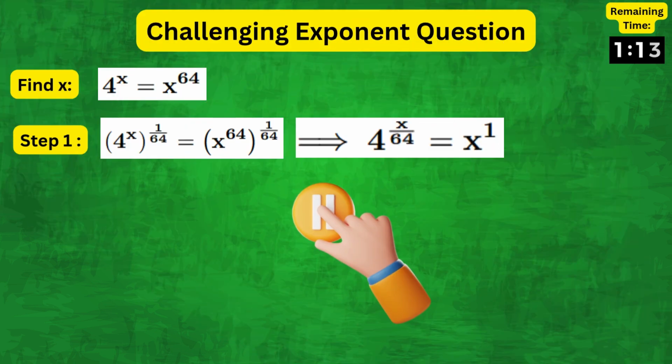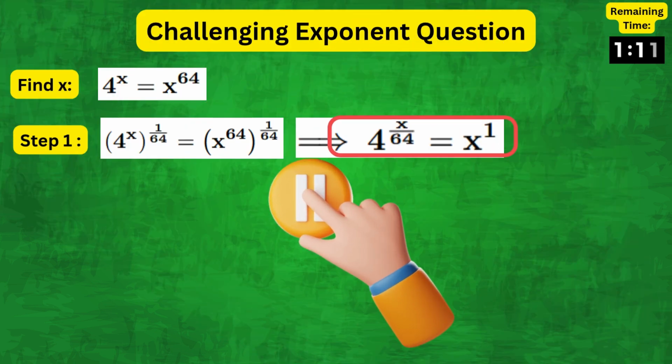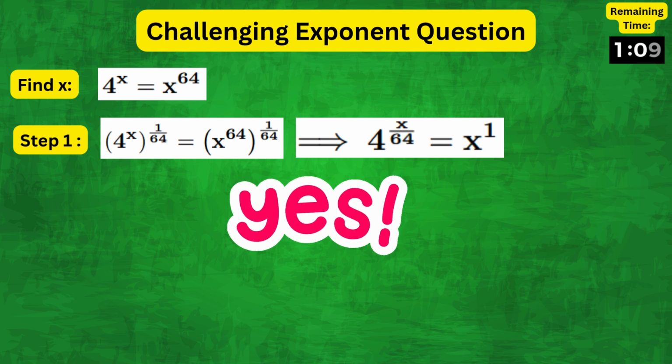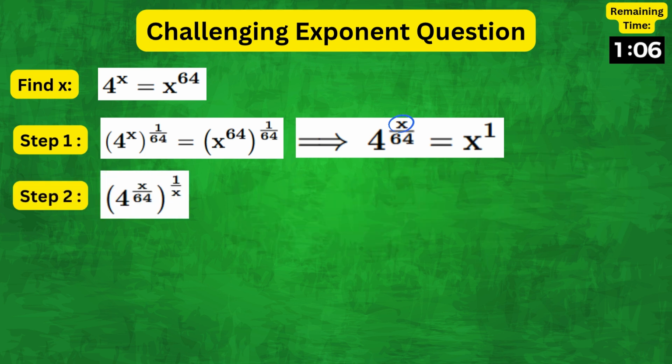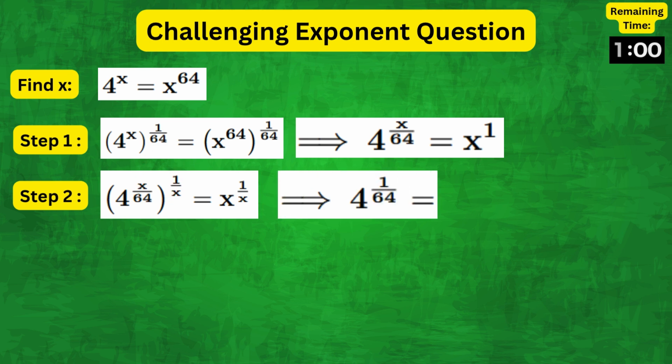Now, can you think of what the next steps might be? Yes, we can now take 1 over x as a power on both sides. This cancels the x on the left, and we end up with 4 to the 1 over 64 equals x to the 1 over x.